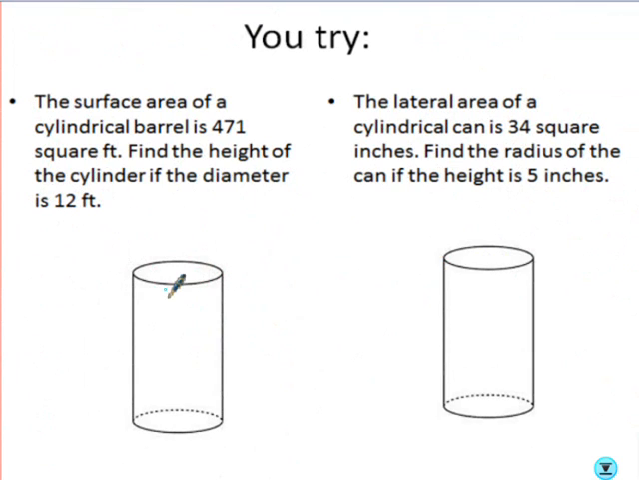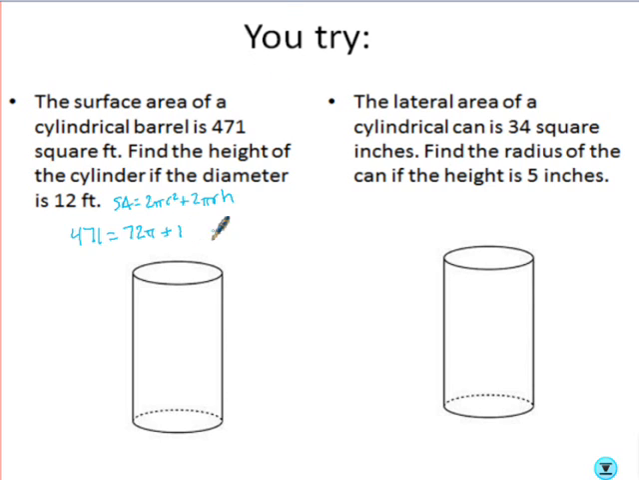Surface area of a cylindrical barrel. So surface area of the barrel, this is surface area equals 2 pi r squared plus 2 pi r h. The surface area is 471, so 471 equals, the diameter is 12, so the radius is 6. So 6 squared is 36, and 36 times 2 is 72. So 72 pi plus 2 times r, again that's 6, so it's 12 pi h.